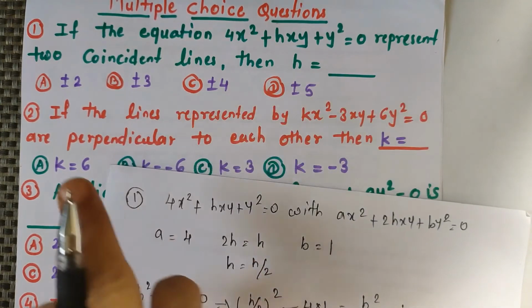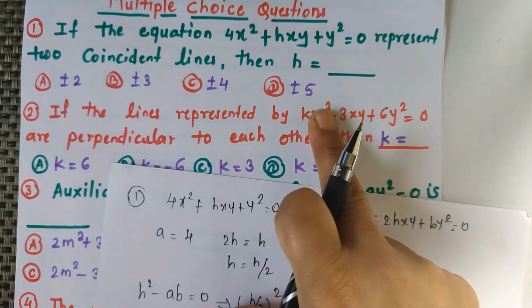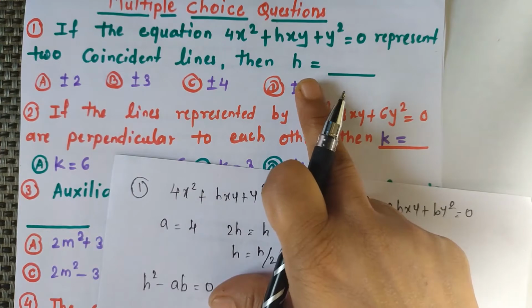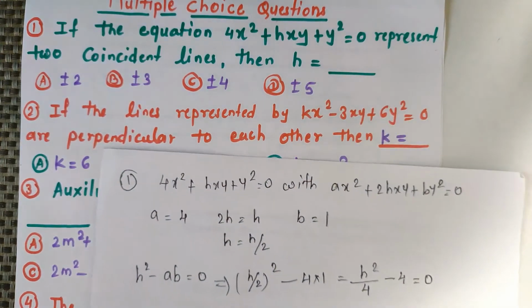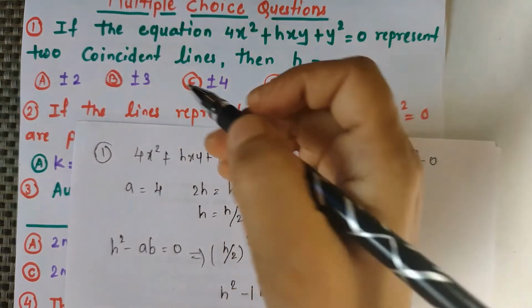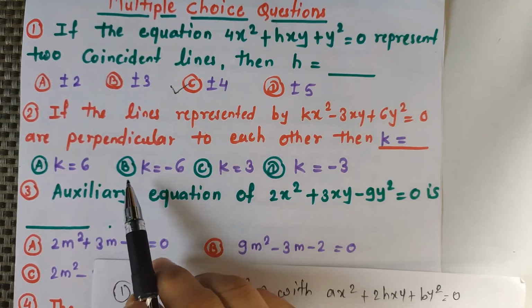So here the options are plus or minus 2, plus or minus 3, plus or minus 4 and plus or minus 5. And we have to find h, and our answer is h is equal to plus or minus 4. So the correct option is C, plus or minus 4. h is equal to plus or minus 4. Let's see the second example.